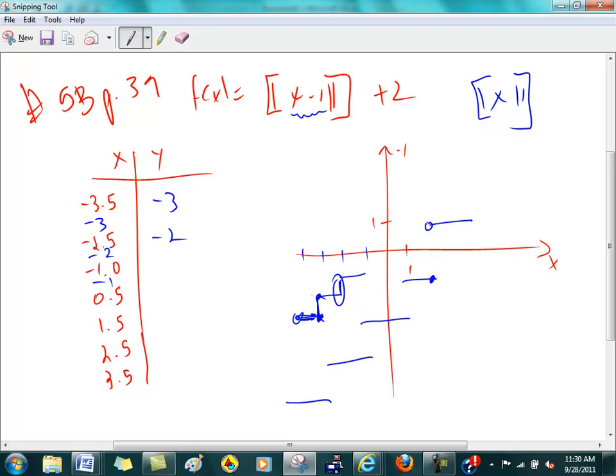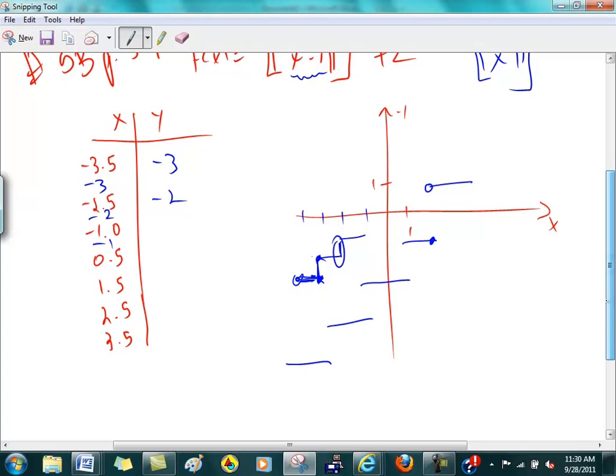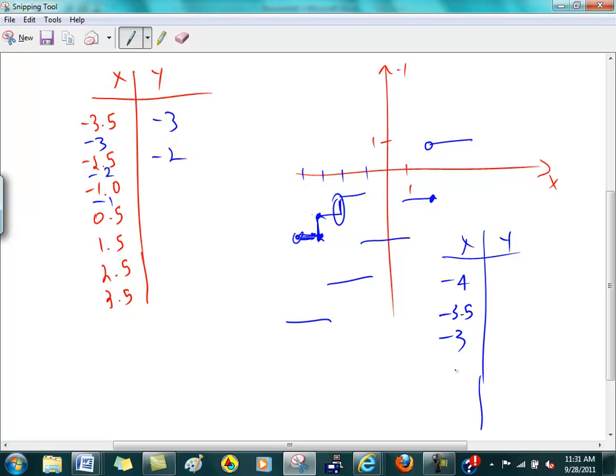Okay, well, let's take a look. Maybe what you really need to do is fill in this table here and do it, okay? So let's make a new table and I'll have you do that. Okay, so go -4, -3.5, -3, -2.5, -2, -1.5, -1. Go fill in this table and then graph, and then I'll be back with you and see what's going on.